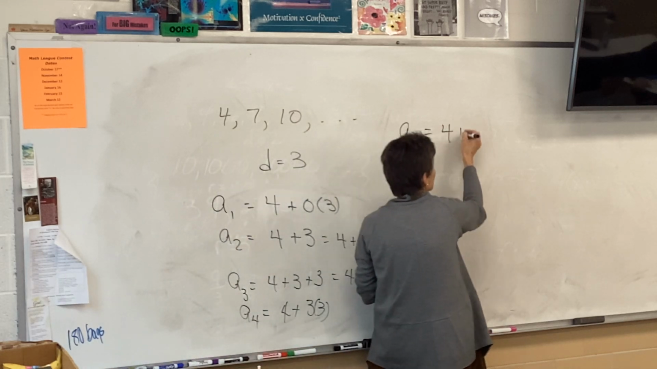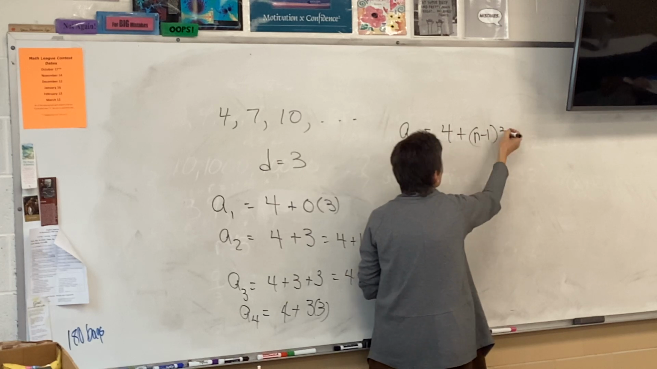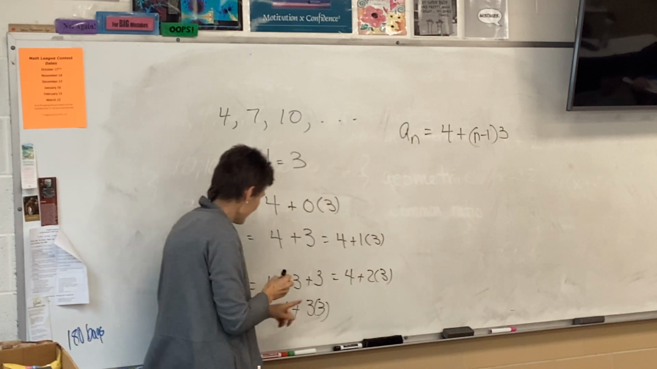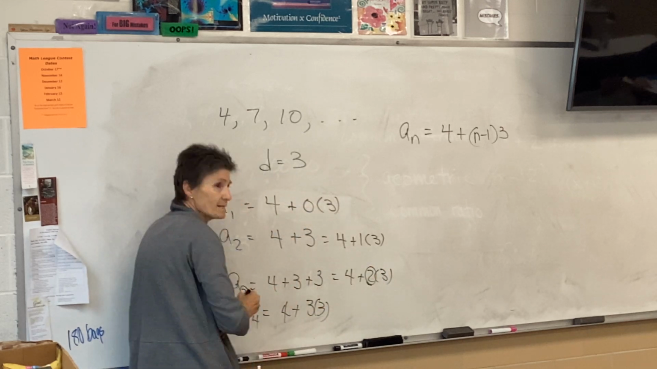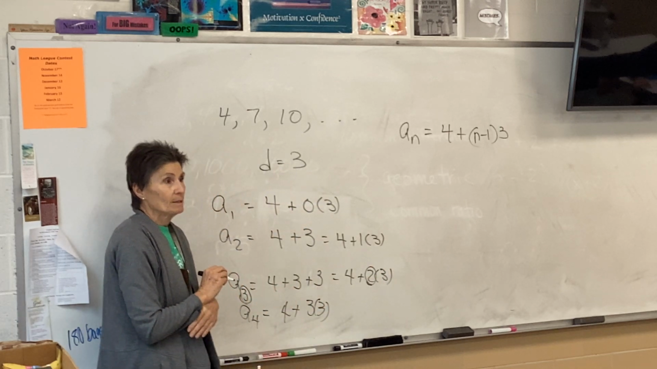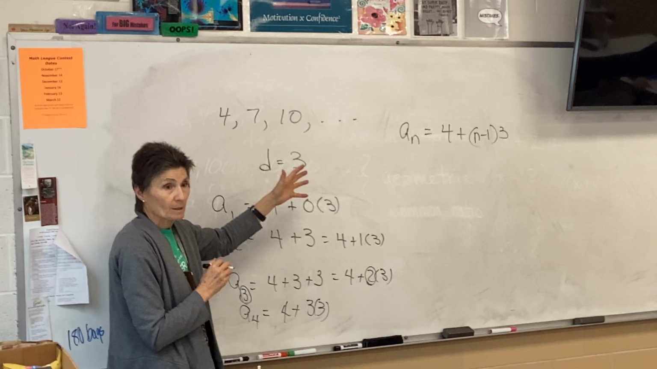4 plus n minus 1 3s. Did you notice that the number of 3s is 1 less than the term you're finding, if we're using this formula or this strategy, okay?